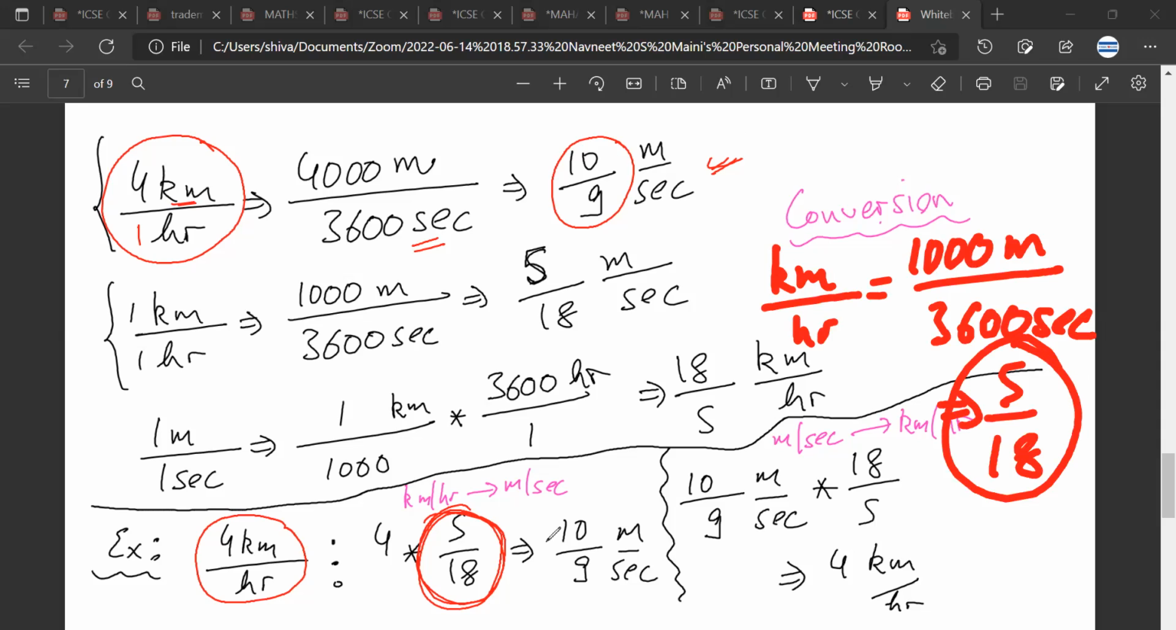So this factor 5 by 18 is this factor 5 by 18. So whenever you have to convert kilometer per hour into meter per second, you just multiply it by a fraction 5 by 18. That is it. So this is the shortcut that you can follow.